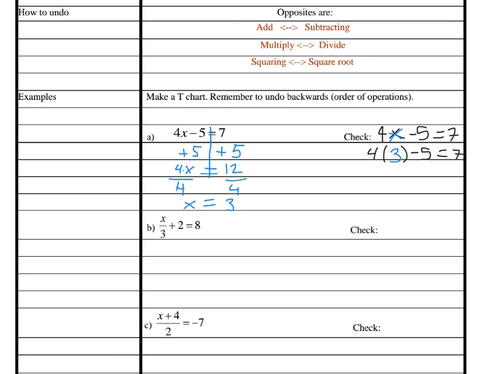We are doing the order of operations because we just need to simplify. So 4 times 3 is 12, minus 5 equals 7. 12 minus 5 is 7, so we got 7 equals 7. That is a true statement. So it means what we got for our answer is correct.